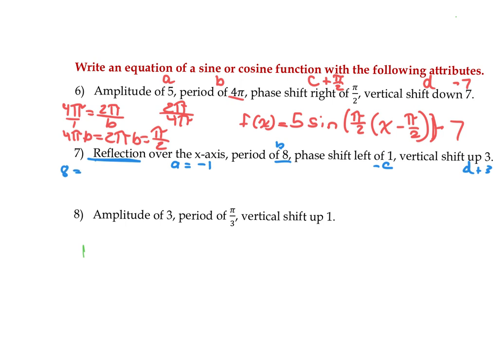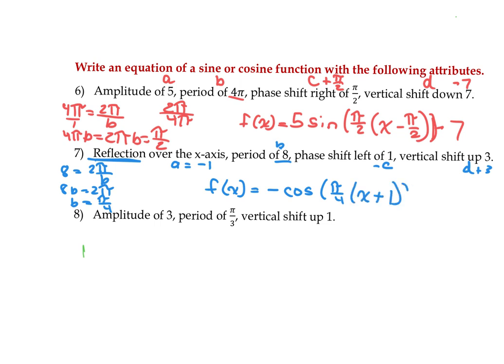So 8 equals 2 pi over b. 8b equals 2 pi. Divide by 8, and that's pi over 4. So now this time I'll just do cosine, doesn't really matter. So the reflection of cosine, now my b value is pi over 4, and then x minus -1, and then +3. And there's that equation.